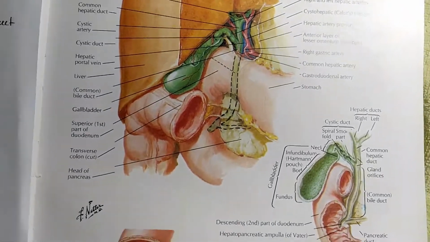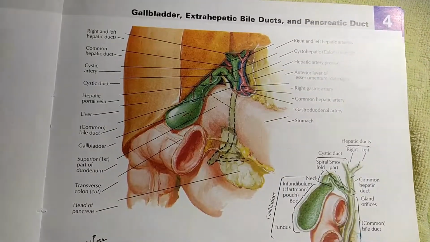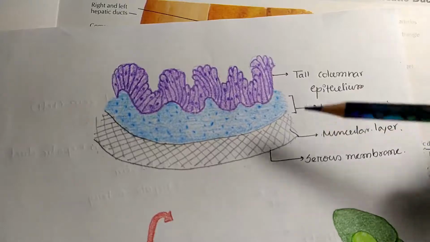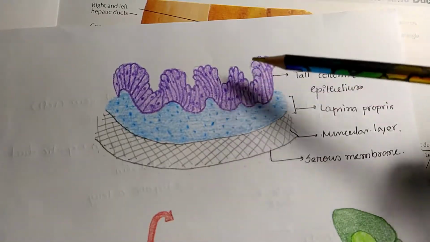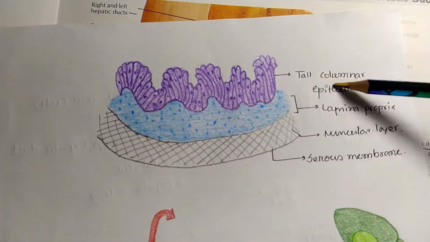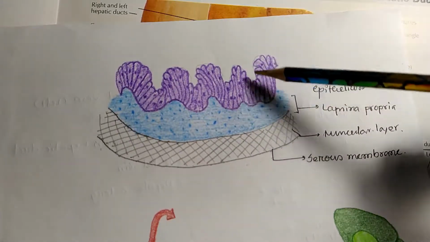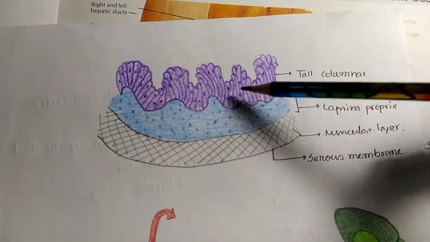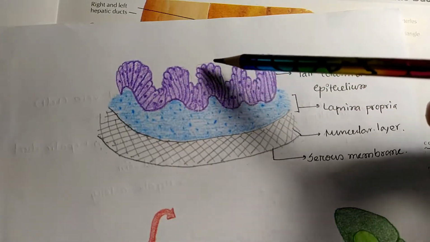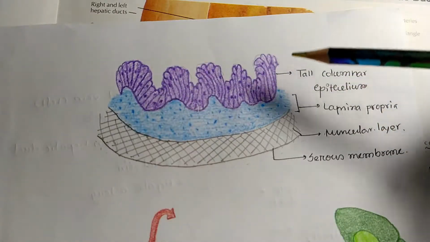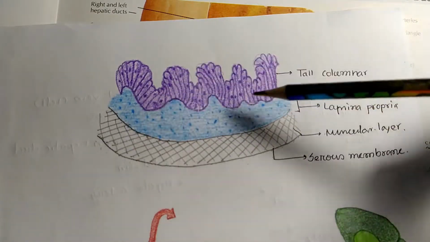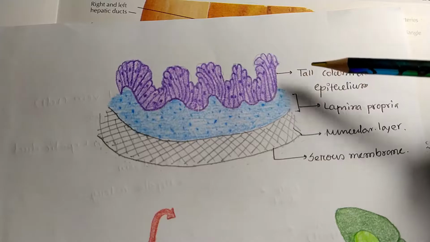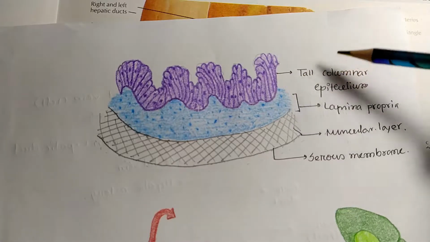Now the histological structure of the gallbladder. This is the wall's histological structure. From inward to outward, you can see a tall columnar epithelium, because the lining epithelium is a simple columnar epithelium which is tall. This columnar epithelium is slightly taller and becomes rugose internally. So the surface epithelium of the gallbladder becomes rugose, with multiple folds present on the inner surface.